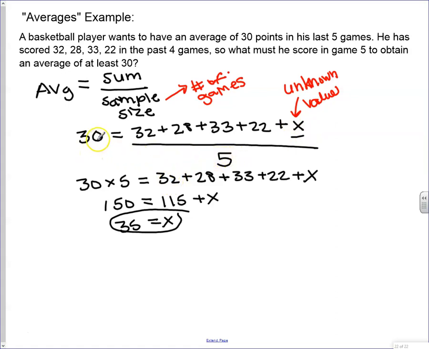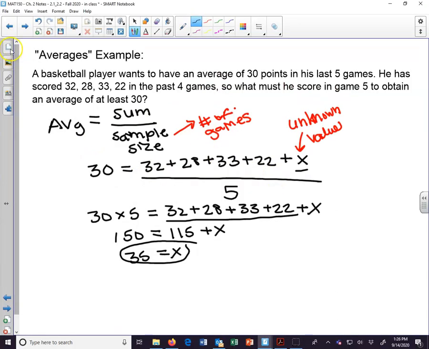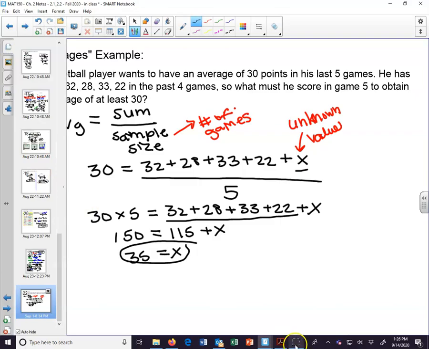So now we're just going to solve. We start by multiplying by 5, so 30 times 5 here gives us 150. We add up all of these values and get 115 plus x. So we do 150 minus 115, which gives us 35, and that is going to be our answer. So x is equal to 35. So if I plugged a 35 in here and I worked this out, I should get 30, right? So you can always go back and check your answer if you need to, right?